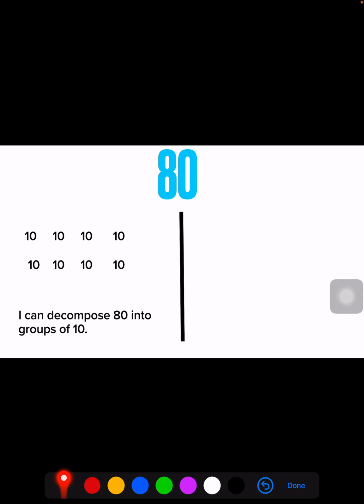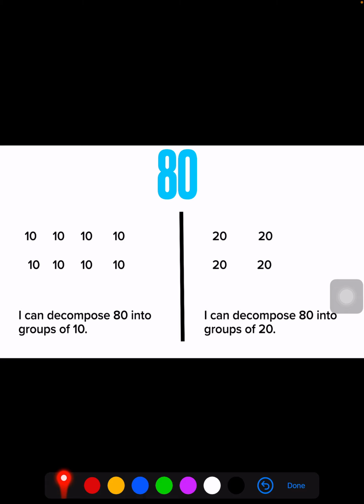I'm thinking that I can decompose the number 80 into groups of 20. 20, 40, 60, 80. I still have 80 total, but I broke it up into groups of 20. I decomposed it. Can you think of another way that we can decompose or break up the number 80?